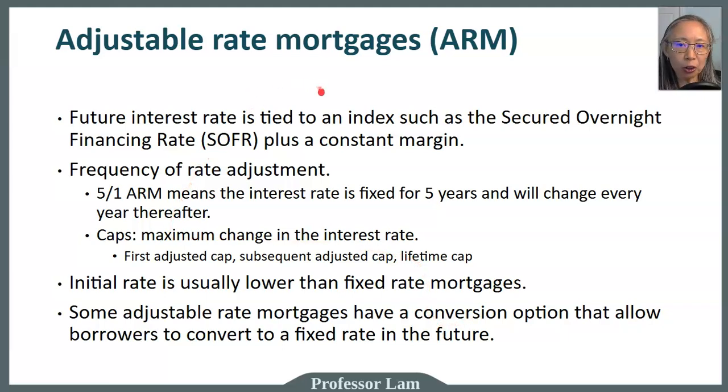Adjustable rate mortgages used to be very popular when interest rates were high. They have been less popular in the past 5 to 10 years because interest rates have been very, very low. Interest rates have started to go up again, and adjustable rate mortgages are becoming popular once again.